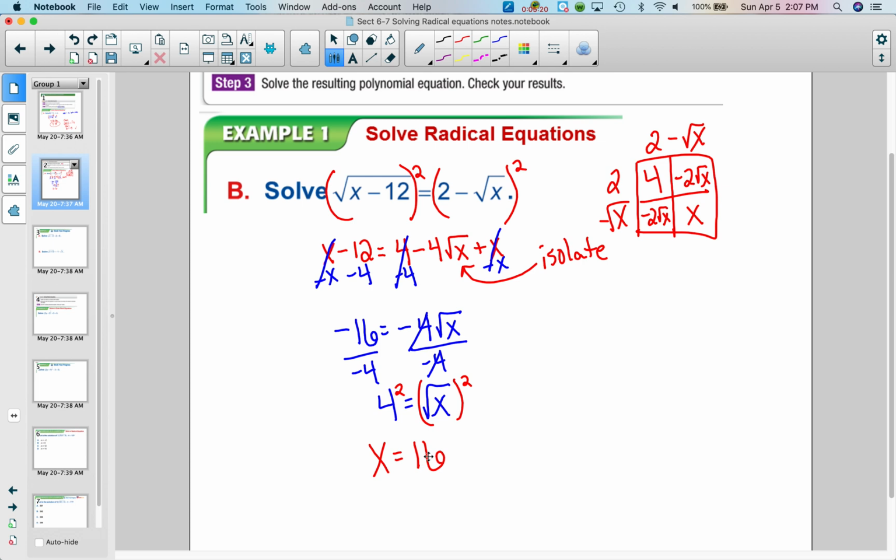And then you have to go back to the first step again and do it again. I get 16, but let's check our answer. So I go back to the original equation and I plug in 16 minus 12. And over here, I'm checking to see if this works. I'm going to put a question mark here because I'm checking it. So I get the square root of 4. Over here, I get 2 minus the square root of 16, which is 4.